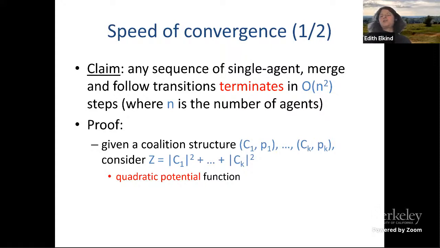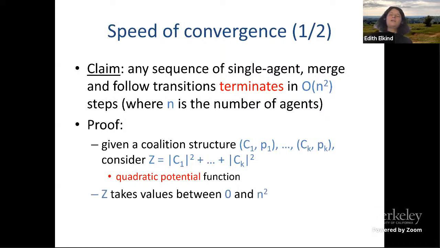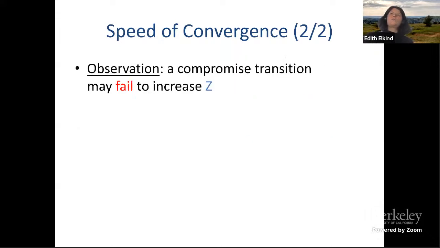Let's define a potential function as the sum of squares of collision sizes. It's easy to see that our rich-get-richer kind of dynamics increases this potential function at each step. And the values it can take sit between 0 and n squared, so there are at most n squared steps of my dynamics. So that's easy.